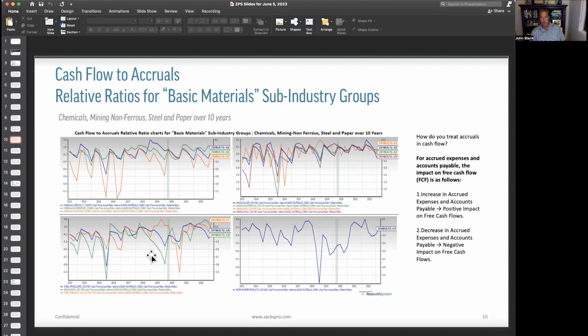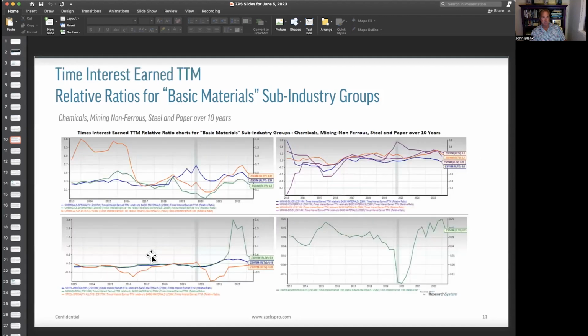When you decrease your accrued expenses, it goes down. So that means you're paying people out. So you can see there's always seasonality in this. Times interest earned, you'd like to have a bigger number, not a smaller number. And again, look at paper, getting much stronger.